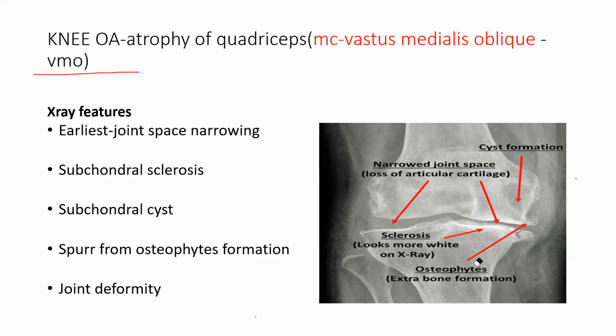So it is a medial problem, the medial joint space decreases. See, this is the fibula, this is medial. Because of the medial joint space loss, the muscle affected is VMO, vastus medialis obliquus.